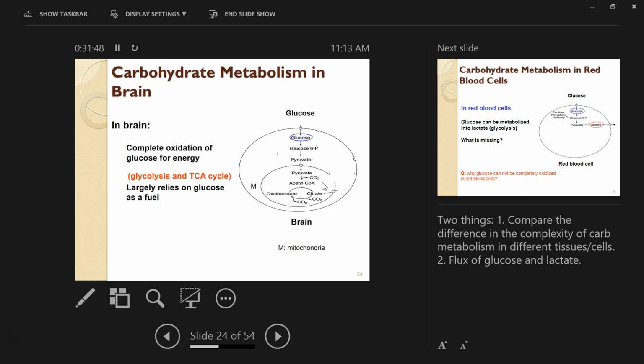So if we have a lower blood glucose level, a hypoglycemia condition, then the first organ we think of is the brain, right? The brain cannot function well under a low blood glucose level. So that's why we need to maintain the normal blood glucose level to allow the brain to function normally.